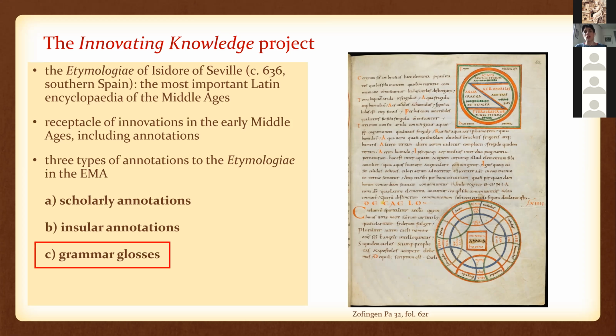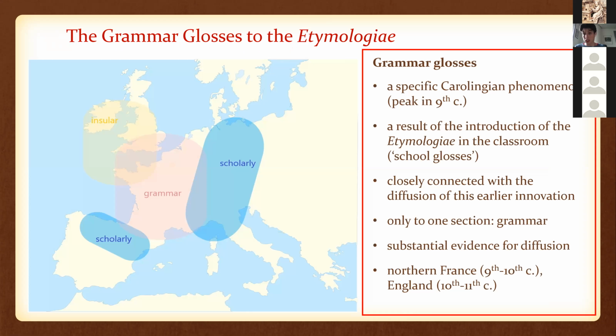Grammar glosses are a phenomenon very particular to a specific context, and that is the Carolingian period. They are a product of a very specific innovation from the Carolingian environment, and that is the separation of one part of the encyclopedia, the part dedicated to grammar, and its separate circulation as a school text. This is something that happened in the Carolingian period. We see that the glosses come into being and begin to circulate and be transmitted in the manuscripts connected with this school version of the Etymologiae. They are very closely related in terms of geographical scope, chronology, and materiality. For example, this school version was particularly popular in northern France, and this is also where we see most of these grammar glosses appear.